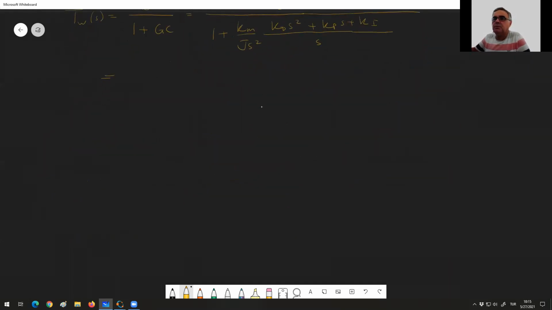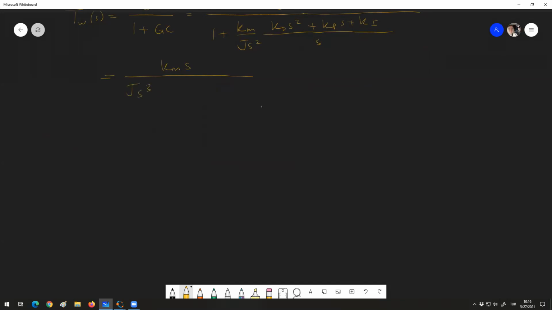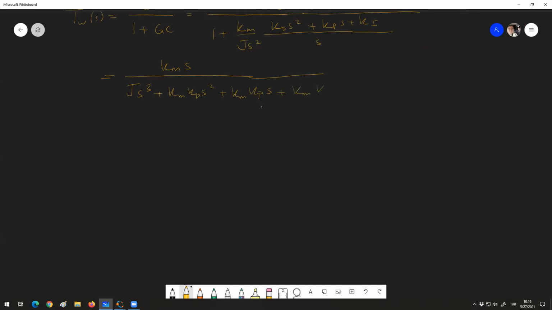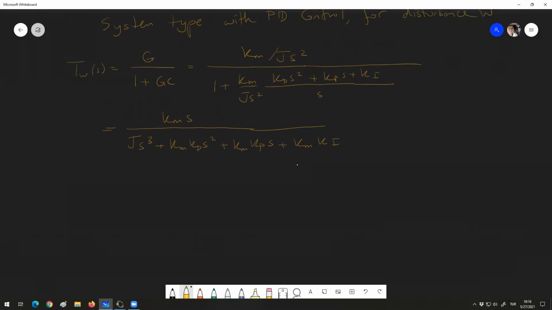Okay, if you solve it, you will get KmS. You have this free S term, JS cubed plus KmKd S squared plus KmKp S. Could you move it up a bit, please? Do you mean like this? Yes, we couldn't read it completely. Exactly.